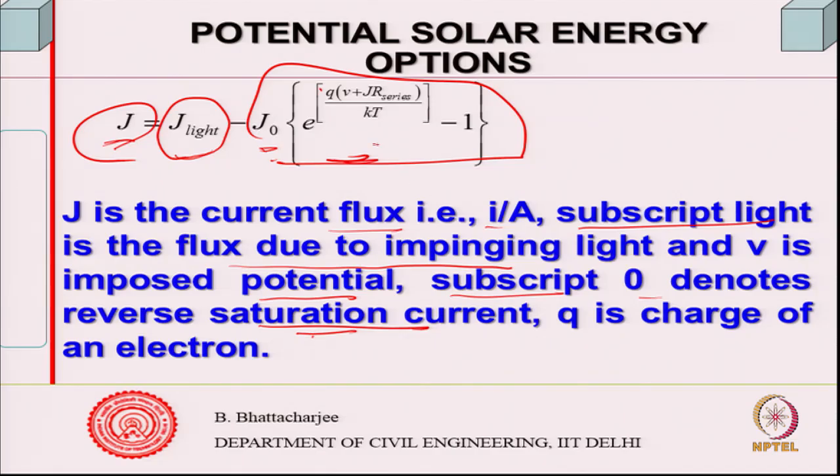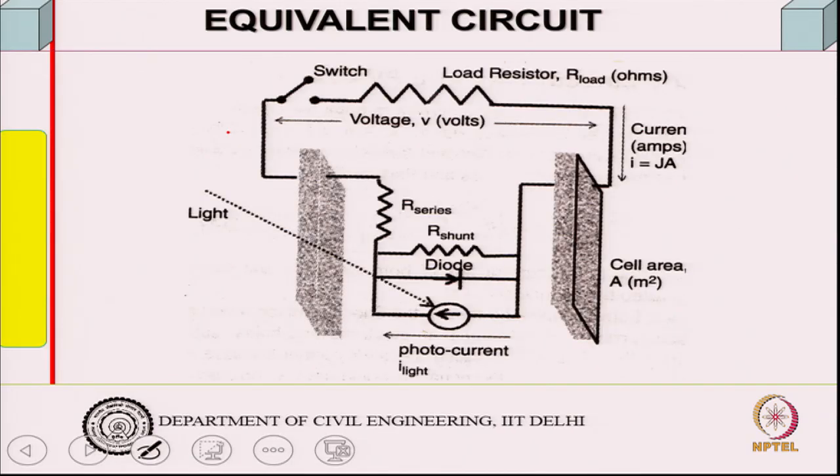So, there will be a reduction, because not everything is converted. The current that you get from the light, plus there is some kind of a reverse current, which reduces it, and that is what it is. As I mentioned earlier, the J light would be something like this, and since it is one directional, there is a diode, and there is a parallel resistance and series resistance. That is how it is modeled.